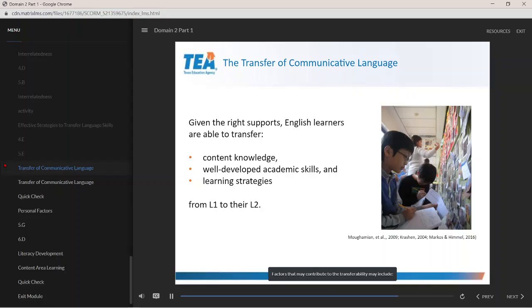Factors that may contribute to the transferability may include some writing conventions and orthographic elements when both L1 and L2 are alphabetic, text directionality when the text proceeds from left to right in both languages, similarities in semantic elements or cognates, such as words which share origins in another language, like English and Spanish words that share Latin origins.